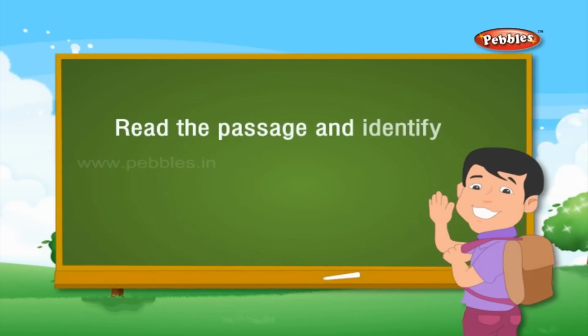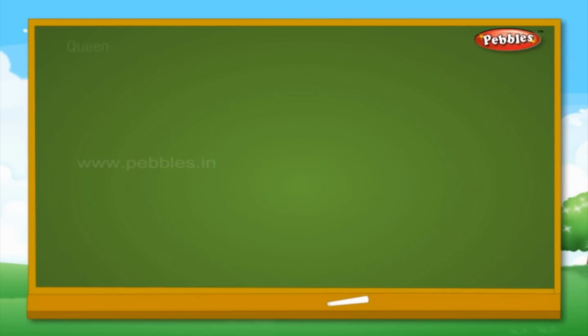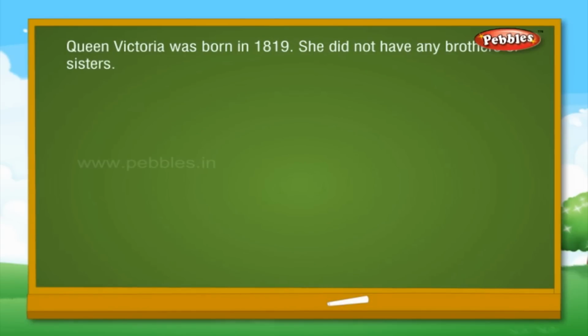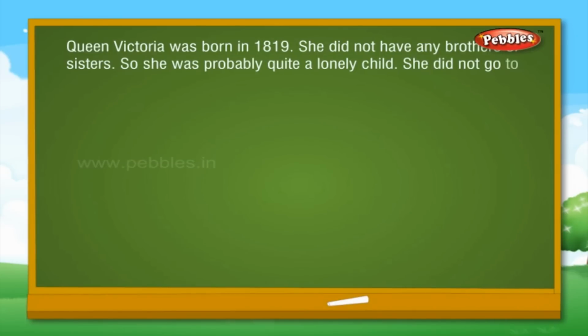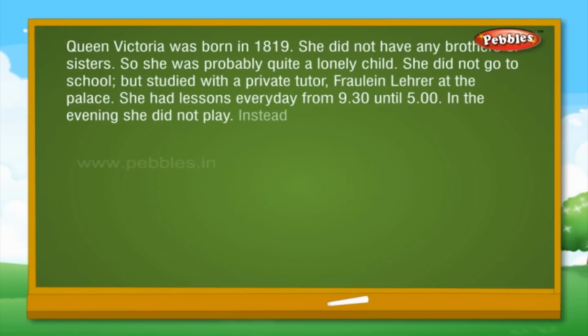Read the passage and identify the helping verbs in them. Queen Victoria was born in 1819. She did not have any brothers or sisters. So, she was probably quite a lonely child. She did not go to school, but studied with a private tutor, Fräulein Lehrer, at the palace. She had lessons every day from 9:30 until 5. In the evening, she did not play.